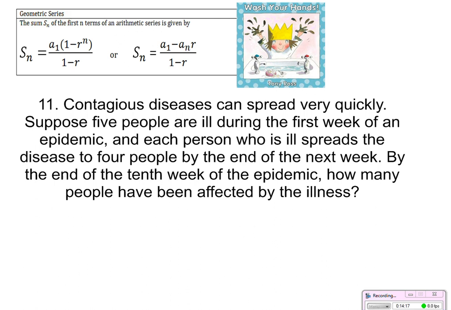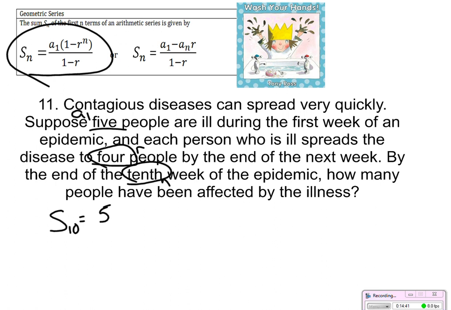So 5 people start off, so that's your a1, and it spreads to 4 people by the end of the next week, so there's your r. By the end of the 10th week, there's your n, how many people have the epidemic. So for the 10th week, I'm using this again, because I don't know how many people are ill that last week. So that's going to be 5 times 1 minus 4 raised to the 10th, all over 1 minus 4.